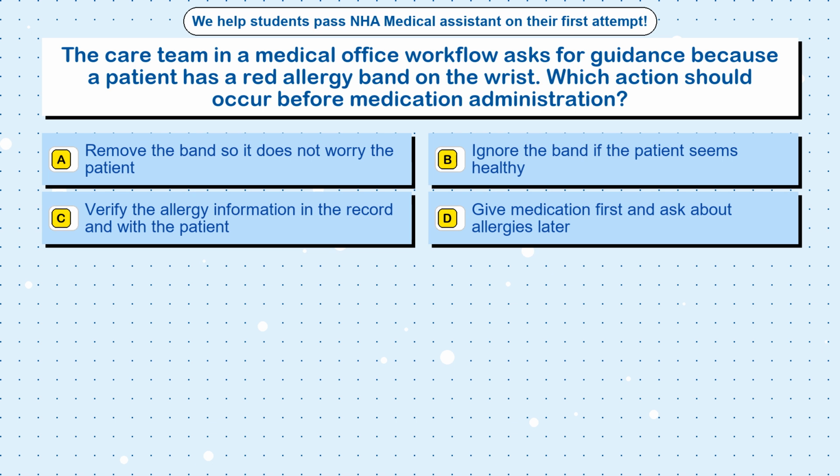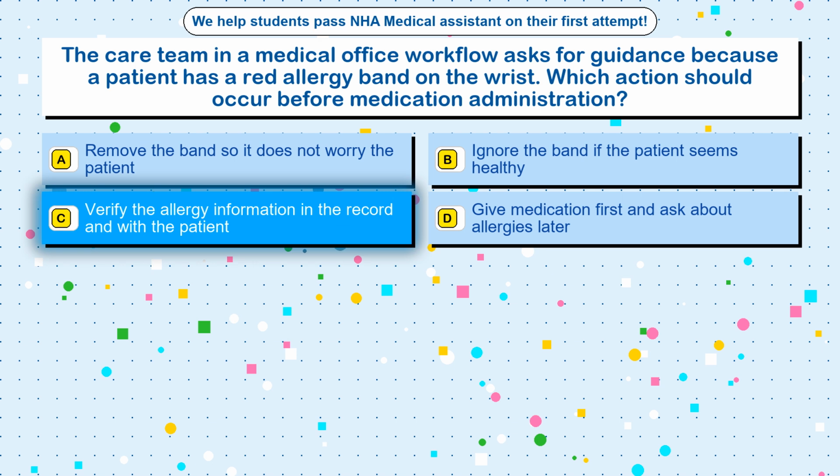Option A. Remove the band so it does not worry the patient. Option B. Ignore the band if the patient seems healthy. Option C. Verify the allergy information in the record and with the patient. Option D. Give medication first and ask about allergies later. The correct answer is option C.